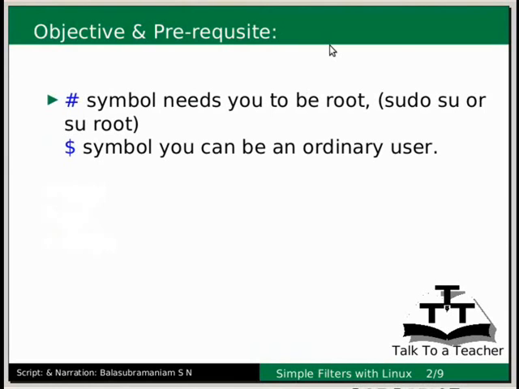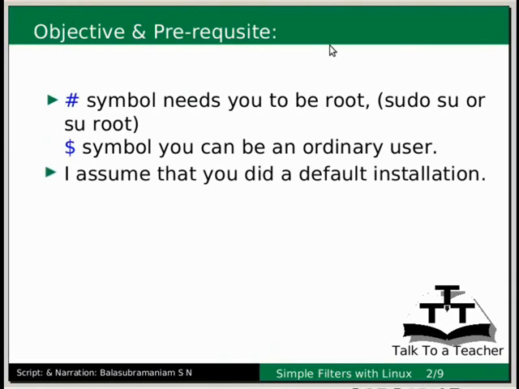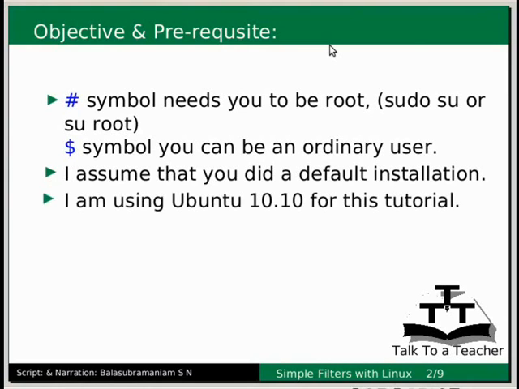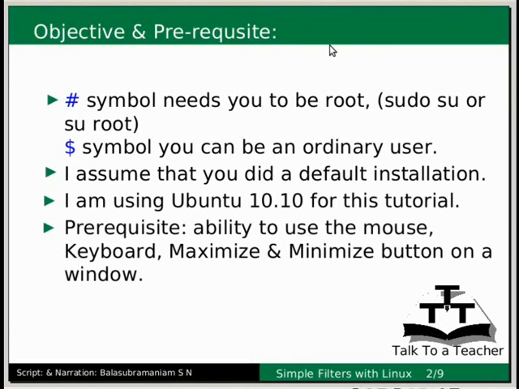If you see a hash symbol on the terminal, you need to become root to execute those commands, sudo su or su root. If you see a dollar symbol on the terminal, you can be an ordinary user to execute those commands. I assume that you did a default installation and did not modify any path where the files are getting saved. I am using Ubuntu 10.10 for this tutorial. Prerequisites for this module are the ability to use mouse, keyboard, maximize and minimize buttons on a window.